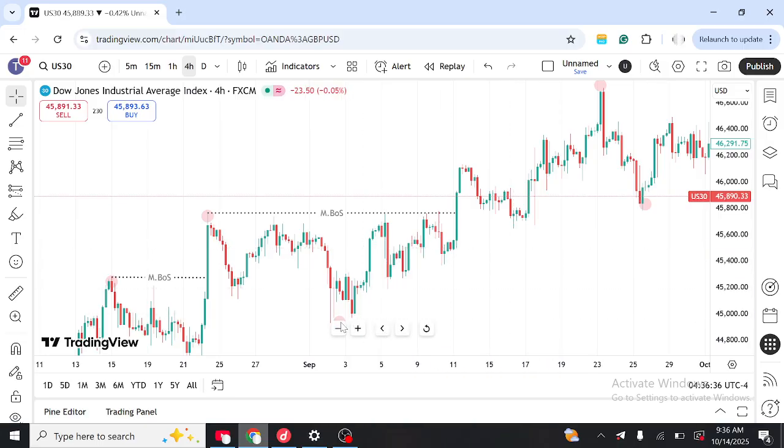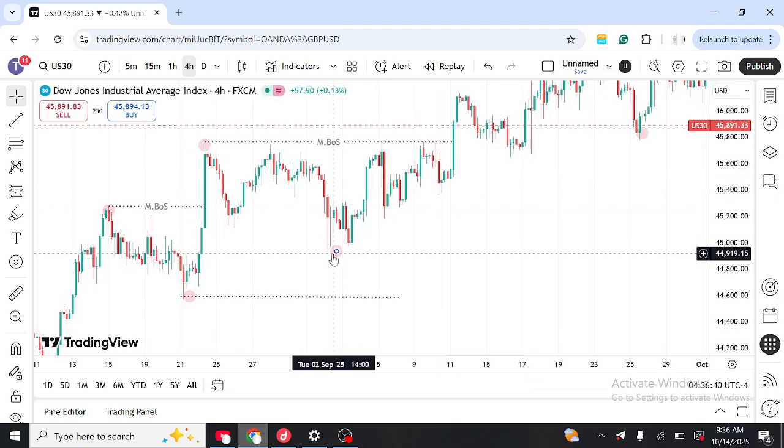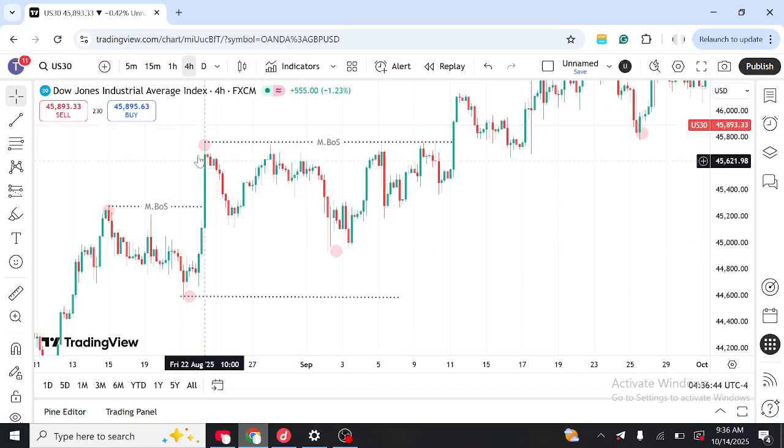Okay, so this is a strong low, right? Why? Because this low had worked. What has the low done? The low took out this high.